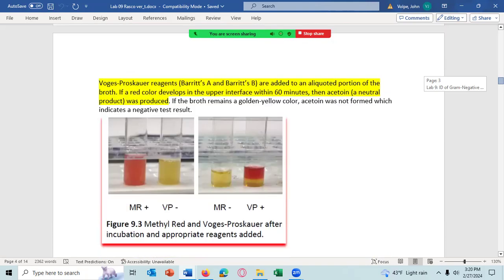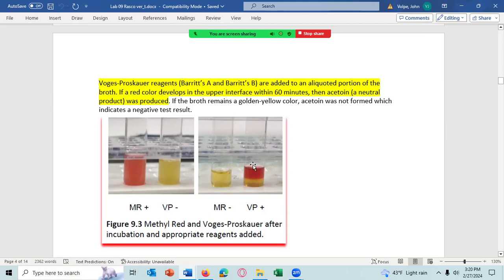All right. The other portion of the tube is the VP test, or the Voges-Proskauer test. You take that portion of the tube, you add Barritt's A to it, shake it, you add Barritt's B to it, shake it. You're shaking it to bring in oxygen. Oxygen is needed by this test. And then you let it sit for 30 to 60 minutes, looking for a color change of red, usually on the top of the tube.